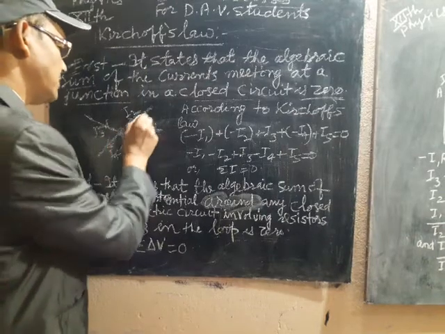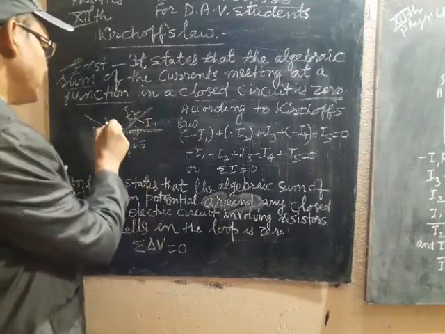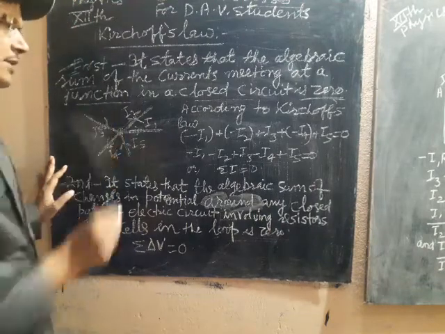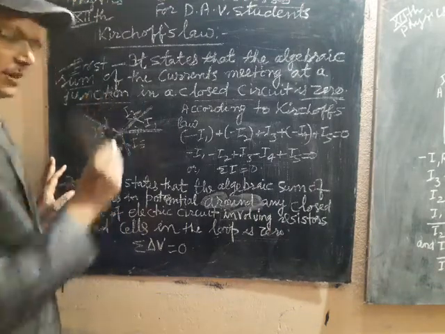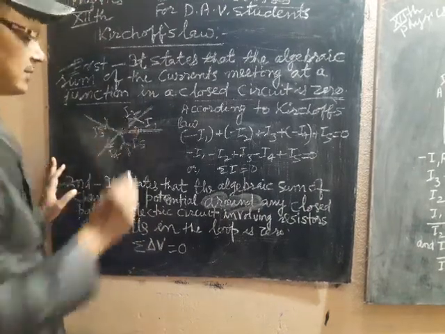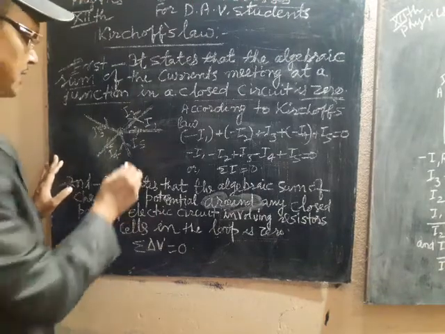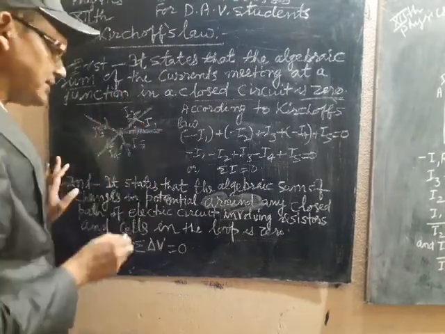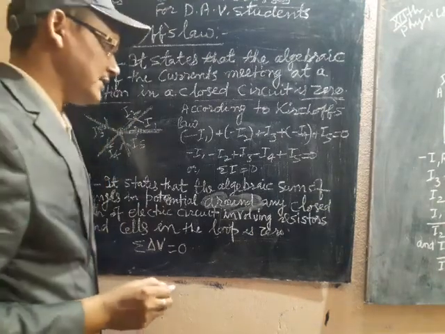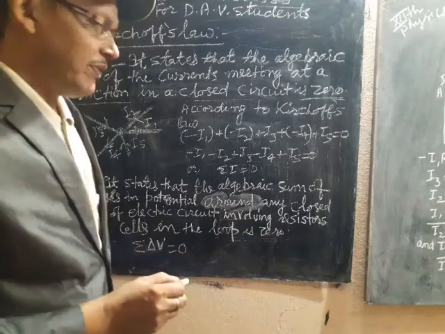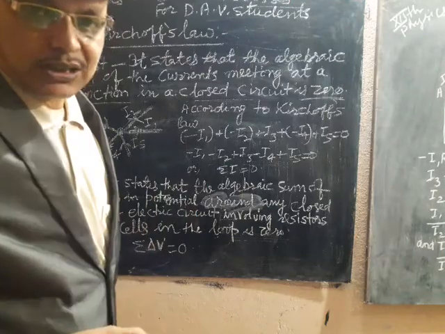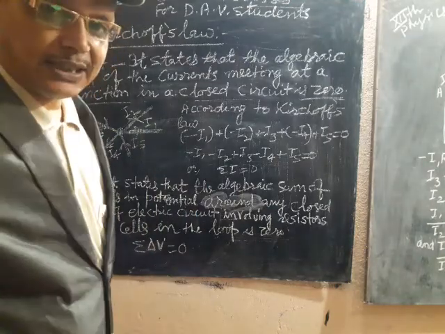If current is coming, then what will you observe? This I2 is going outside, but in the case of I3, you are observing that current is coming, and if current is coming, then this will be plus, but if current is going, this will be minus. Simple thing. I hope you are understanding this. This is important, and if you know this, then you are able to solve numericals of Kirchhoff's law. It is asked in several competitions.